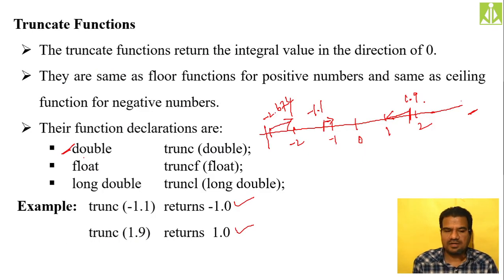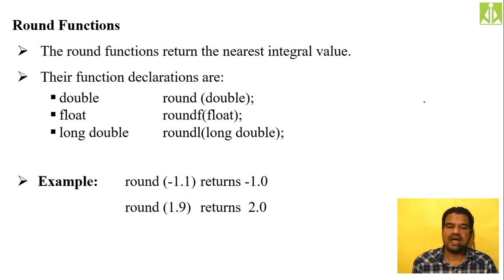Then, after this trunc demonstration, we have the round function, which gives the nearest integral value. We are not going in the direction of 0, or in the left-hand or right-hand direction, not like that. The nearest integral value. So here 2.6 will become 3. If you have 2.4, the nearest integral is 2, so it will become 2. So the round function always checks for the nearest integral value.